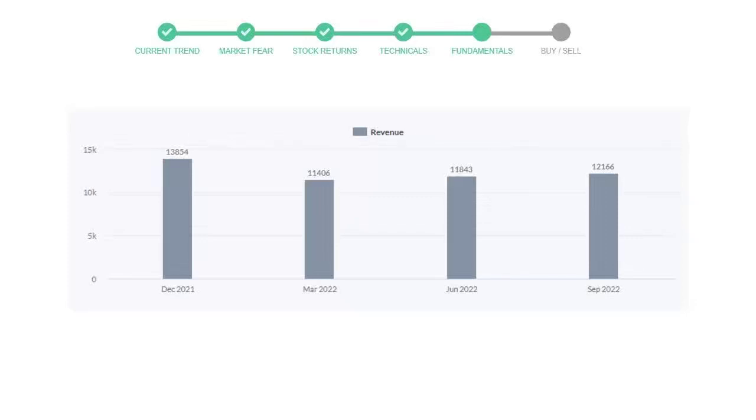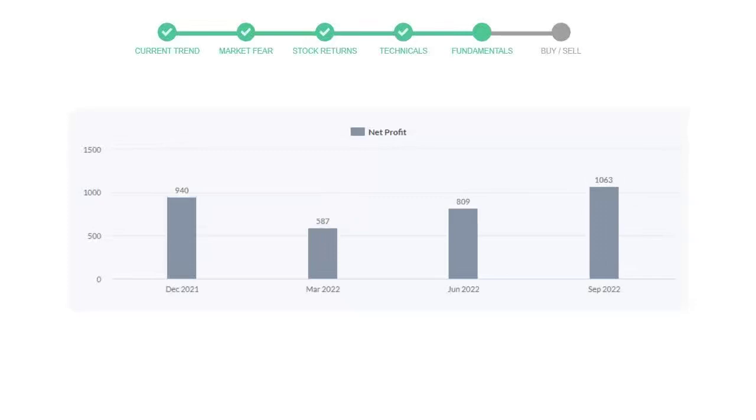Now let's see the profitability of tech companies. In the quarter June 22, the profits were $809 million. And in the recent quarter, September 22, the profits increased to $1063 million.